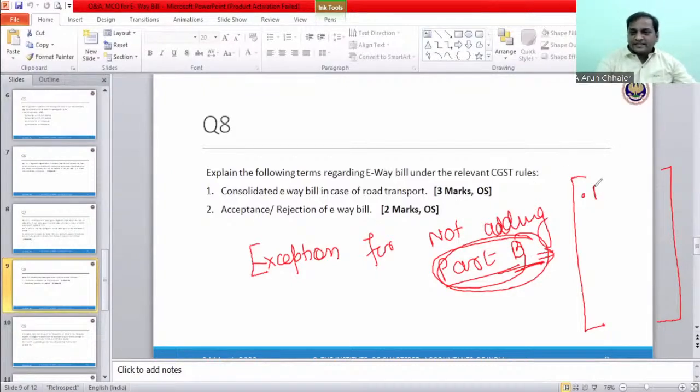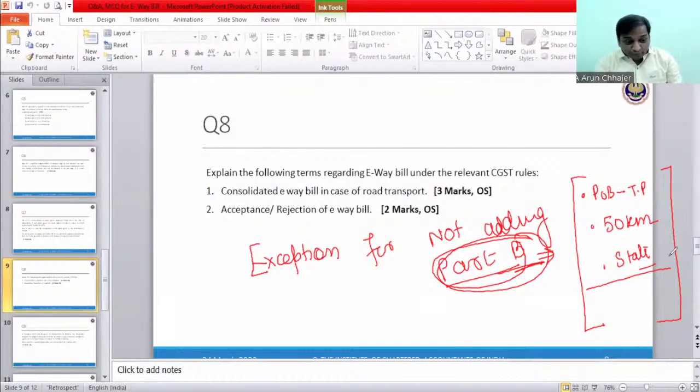If you are sending the goods from the place of business to the transporter place, the distance is 50 kilometers and within the same state. Absolutely correct. Appreciated, really appreciated. Hariharan, thank you so much. You gave an absolutely correct, full answer. There is not a single part which is incorrect. Place of business to the transporter, distance 50 kilometers within the state.